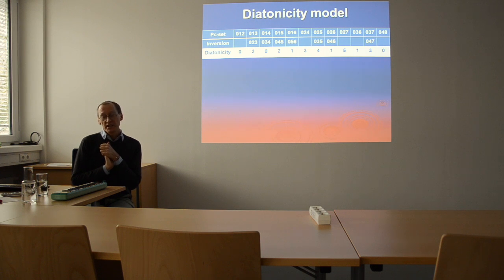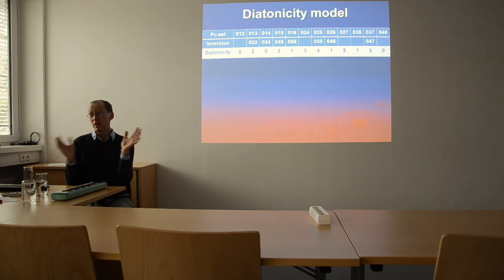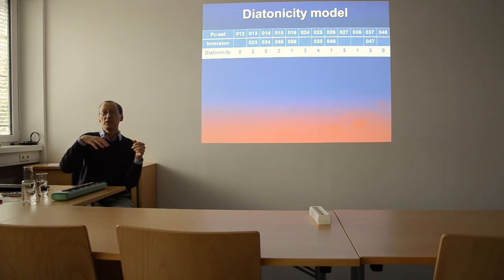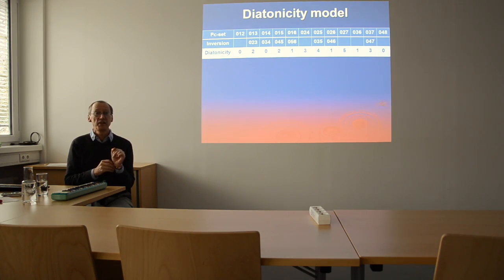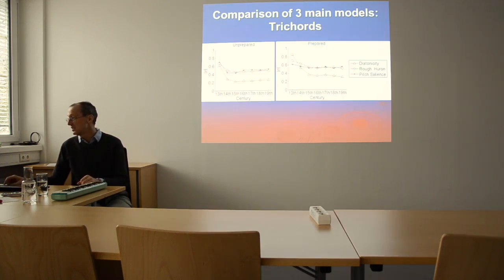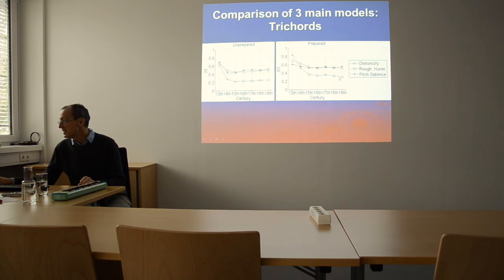Another possible model is that there's a scale called the major scale, which is also called a diatonic scale. If the tones of a chord are inside that scale, you expect it to happen more often, and that would mean a more diatonic chord should happen more than a less diatonic chord, so we made a model of that as well. And we found out that diatonicity did not work so well.